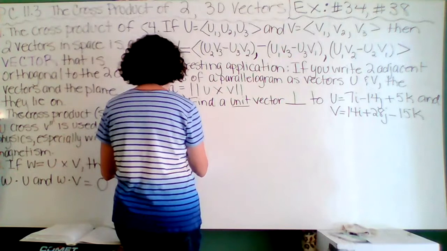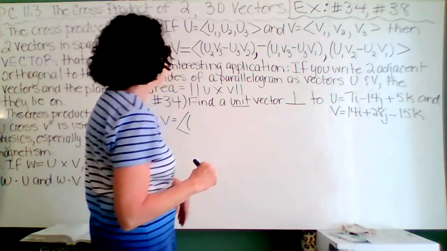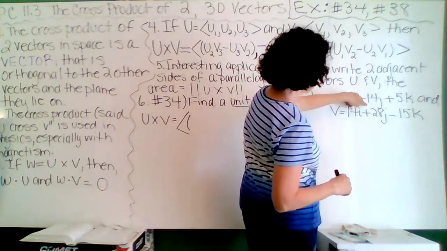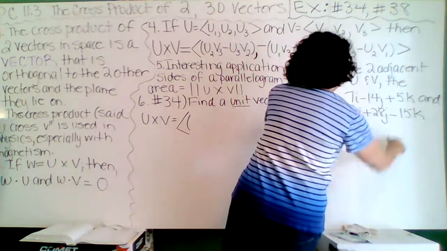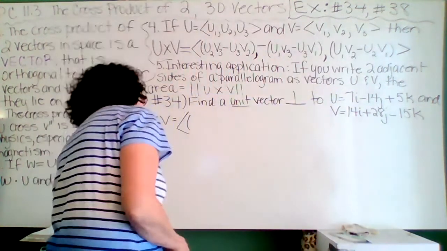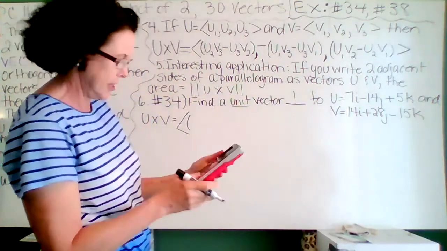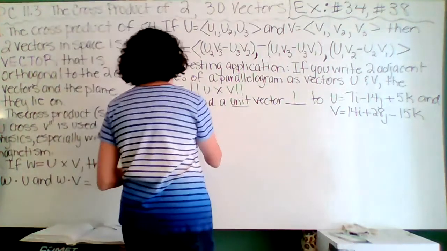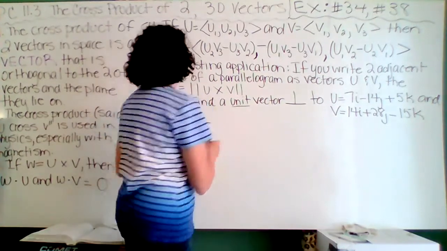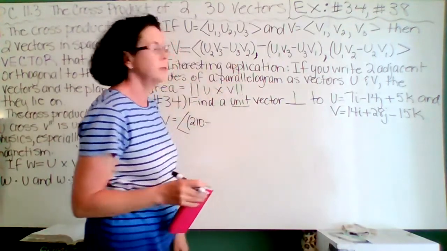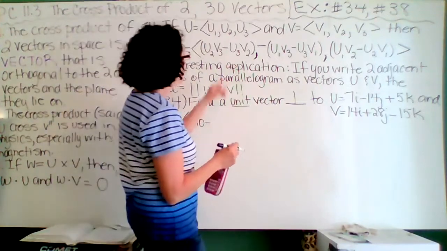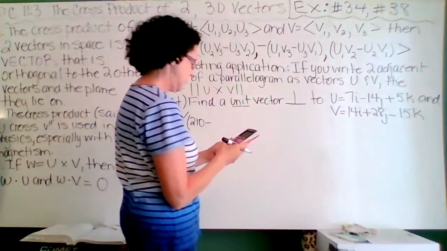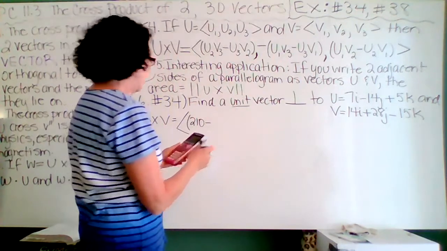So here we go. The first component would be U2 times V3, right? That is a negative 14 times a negative 15. Better pull out the calculator. That is 210. Minus, I am right here now, U3 times V2. I literally point at it to help myself. U3 times V2 would be 5 times 28, which is 140.